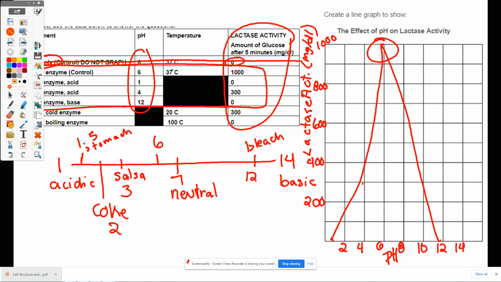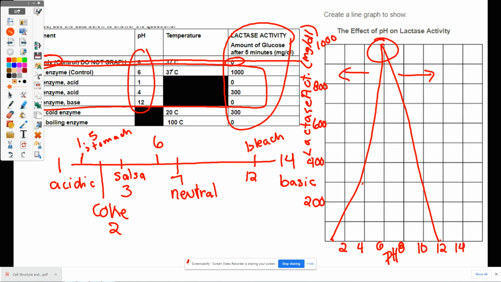As we leave the pH of 6 and get further to the acidic side or further to the basic side, we see less and less activity. This tells us that lactase has an optimal pH range, and the further we get out of that range, the less it works. Now remember, lactase is an enzyme, and we said that enzymes have a very specific shape, and the shape of their active site allows for their substrate to attach to it. We also talked about how changes in the environment can cause the shape of the enzyme to change.